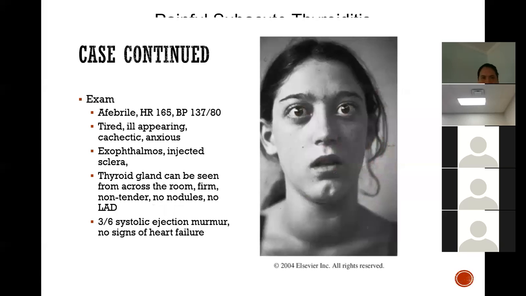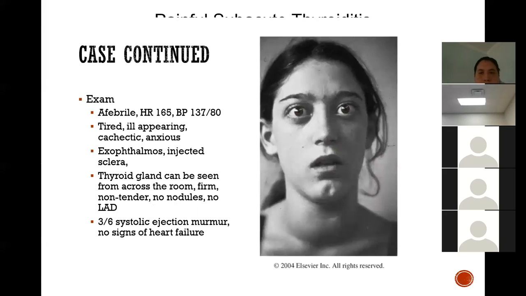So this is what your patient looks like. At the time, the patient doesn't have a fever, but heart rate is elevated. Blood pressure is 137/80. They're tired, cachectic, and anxious. They have exophthalmos with injected sclera, and in this case, that was actually what was causing all the redness. She could only really close her eyelid about halfway down when she tried to close her eyes.